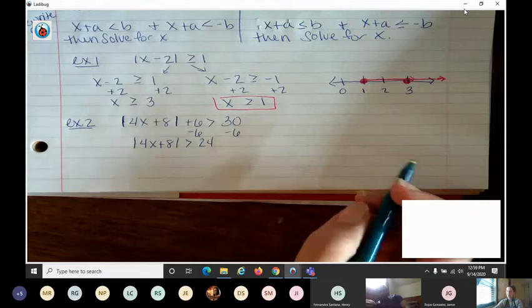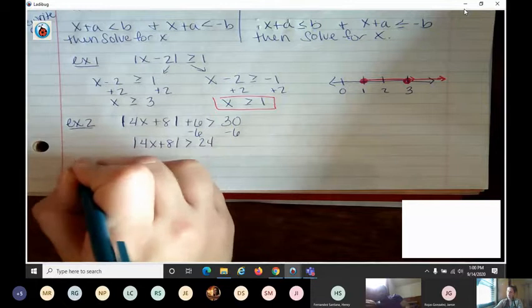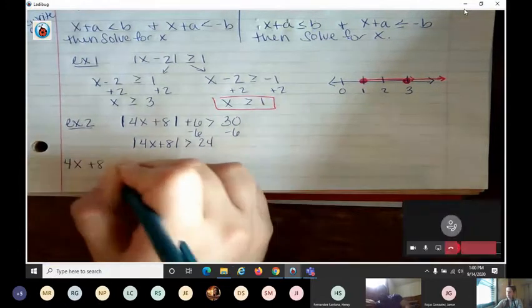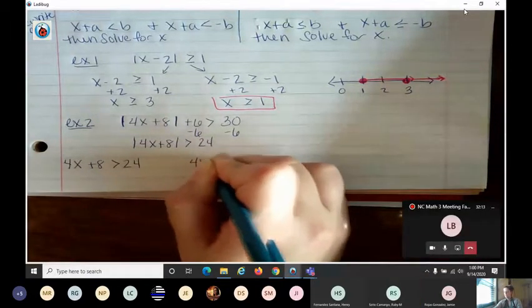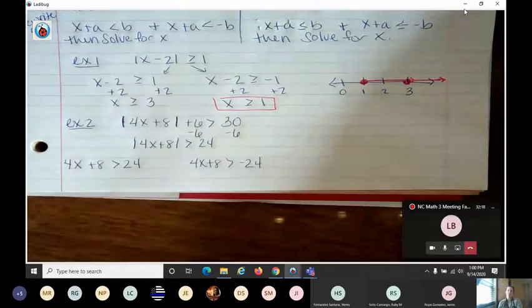are two different types of functions. We have strictly greater than, so I'm going to have 4x plus 8 is strictly greater than 24, and 4x plus 8 is strictly greater than negative 24 are my two different forms.